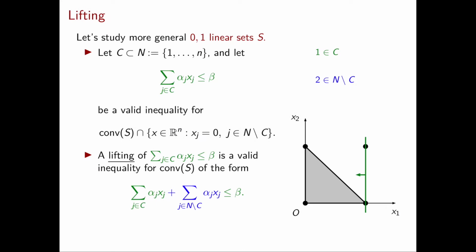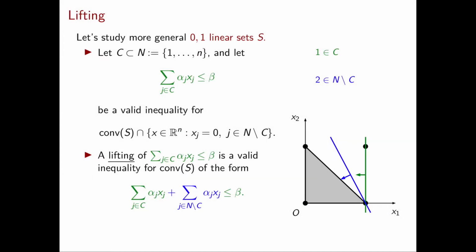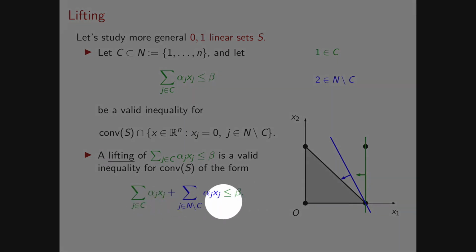Let's see another example, maybe a little bit less trivial. What about this blue inequality? In this case, the coefficient alpha 2 is definitely non-zero. And if the original inequality is x1 less than or equal to 1, this will be x1 plus 1/2 x2 less than or equal to 1. Also, this is a lifting of the original inequality. In fact, it's definitely of this form, and it's still valid for the triangle.